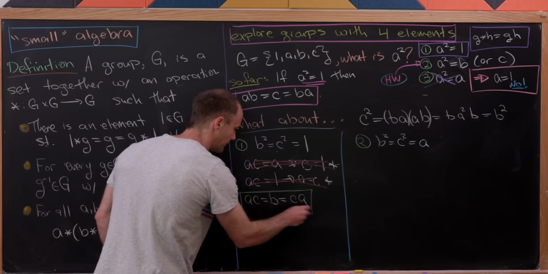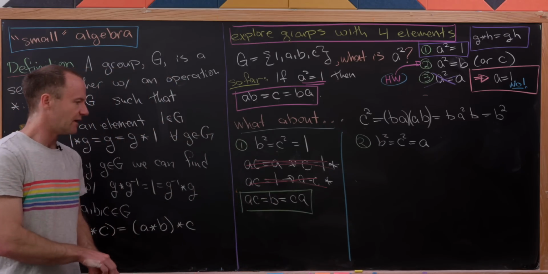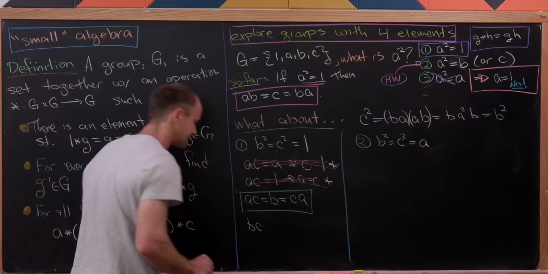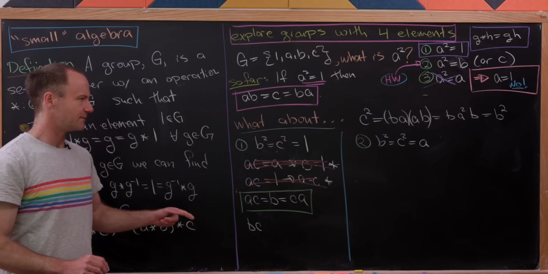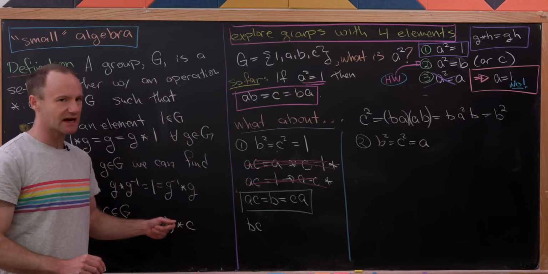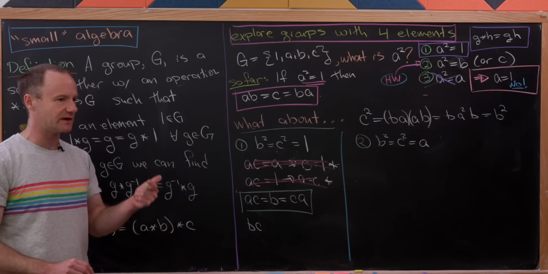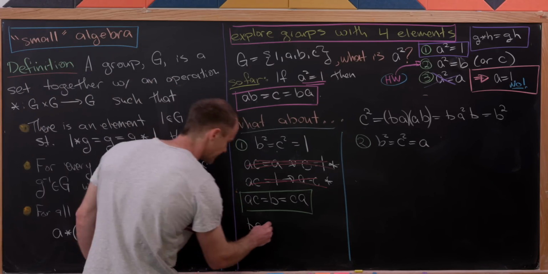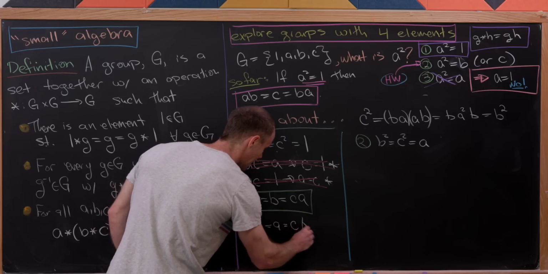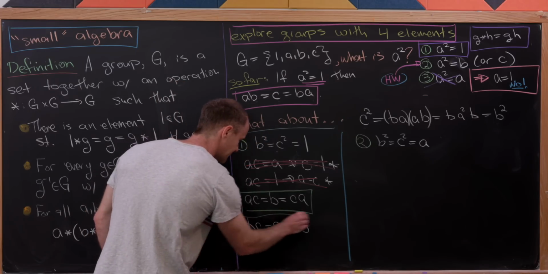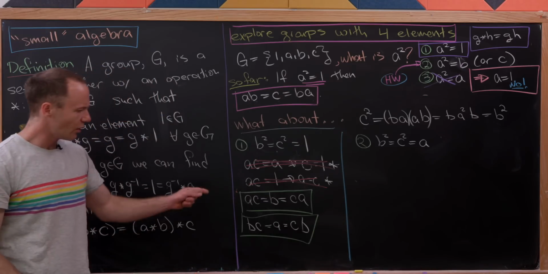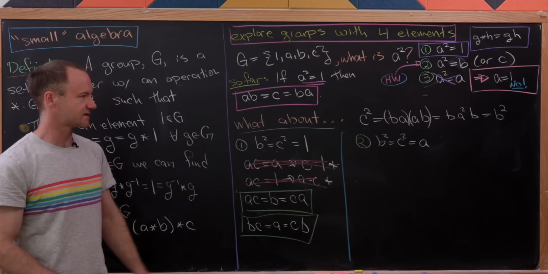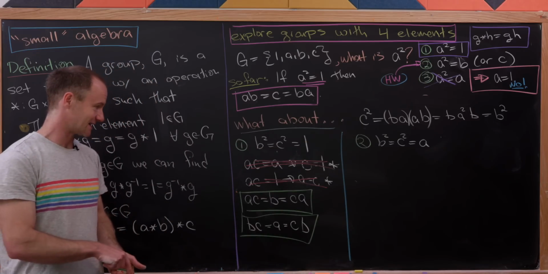Okay, so let's put a little box around this. Then we've got one more product, and that is b times c. As you probably guessed, b times c cannot be 1, it cannot be b, and it cannot be c, because you would run into these same problems right here. So that means it must be equal to a, and that also has to be equal to c times b. Okay, so that's all the multiplications that we need for this case. So let's move on to this next case.